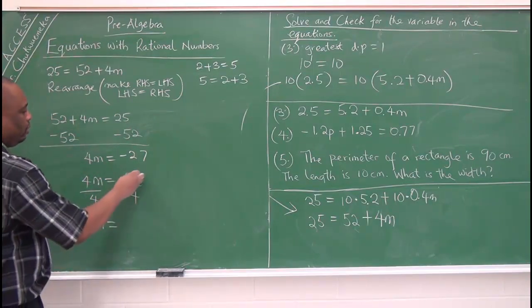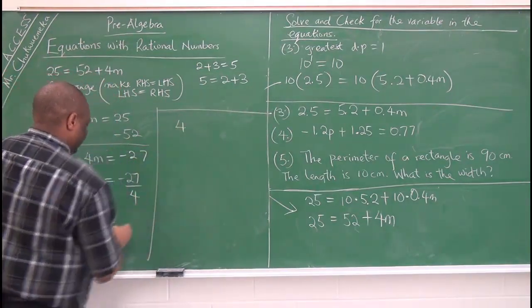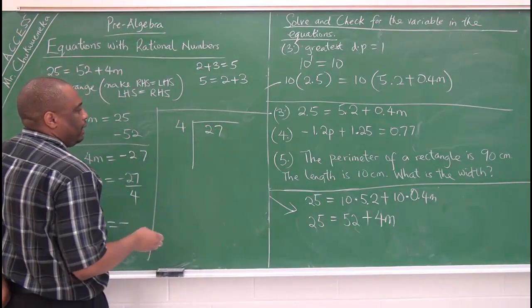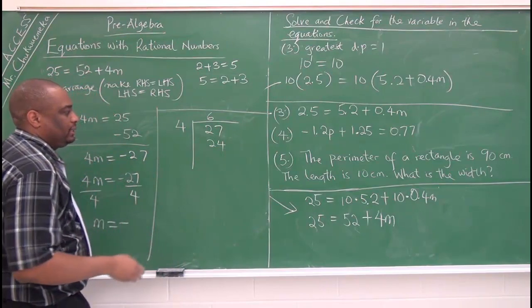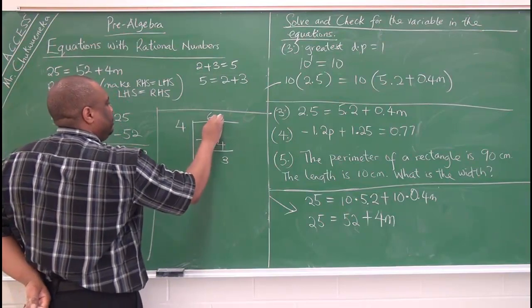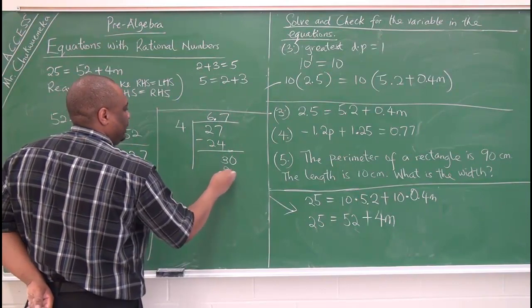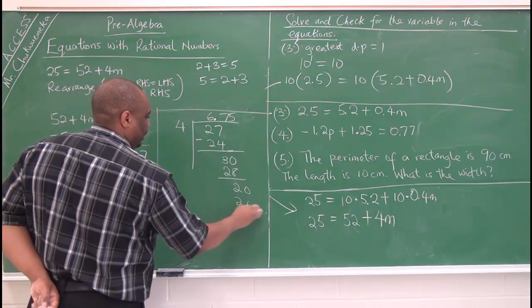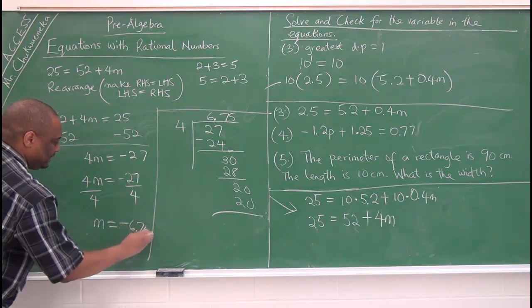So m will be, when we do this division, 4 divided by m is a negative answer. Now let's divide 27 by 4. 4 times 6 is 24, right? 27 minus 24 is 3. Then you put your decimal point, you add 0. 4 into 30 is 7. 7 times 4 is 28. 30 minus 28 is 2. Then add 0, 20, 5. And that's it. So negative 6.75 is the answer.